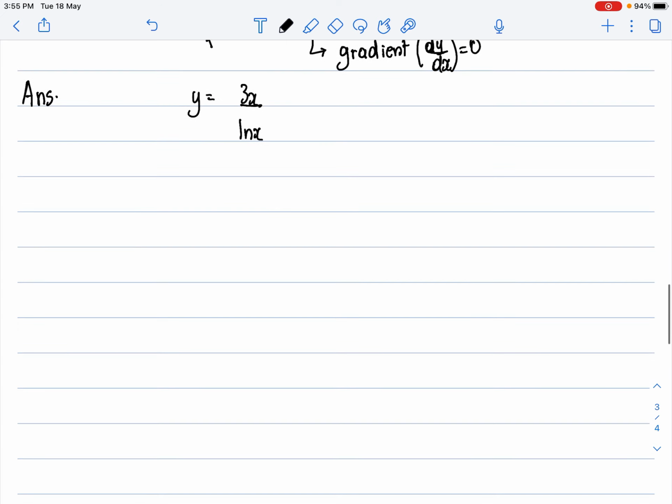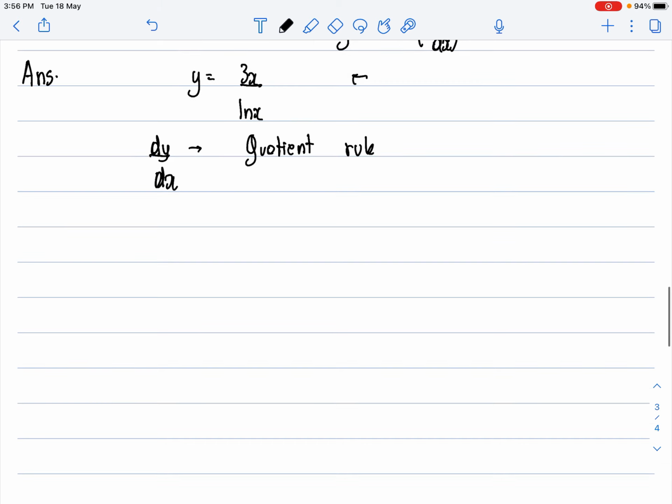What I'll do is first find my gradient, which is my dy by dx. For that, I'll use something called the quotient rule, because as you can see, a variable is divided by another variable. That's why we use the quotient rule.